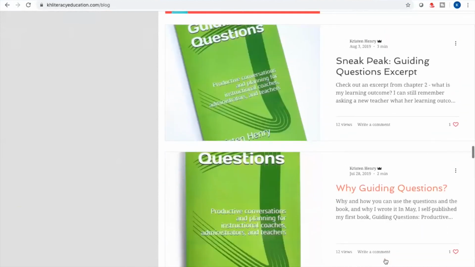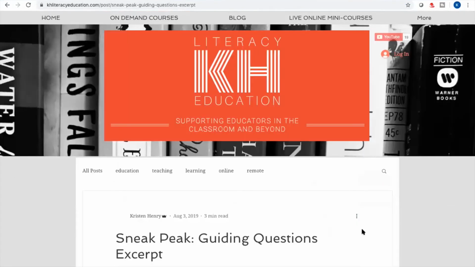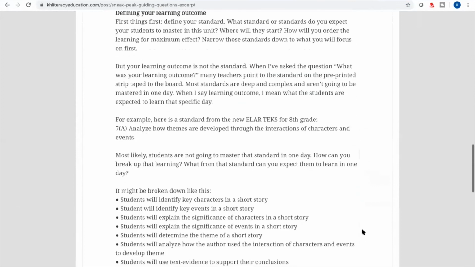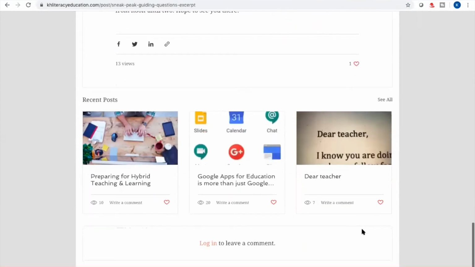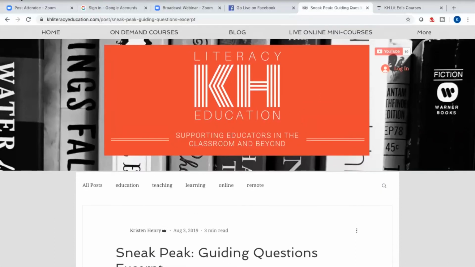So there we go, sneak peek guiding questions. So there's why guiding questions. There's a little bit more insight into why I wrote it. And then there's actually a sneak peek excerpt. So if you want a little bit more information about that, you can actually read part of one of the chapters, and that'll give you some insight into what you'll be looking at. So those are some of the options that you have.